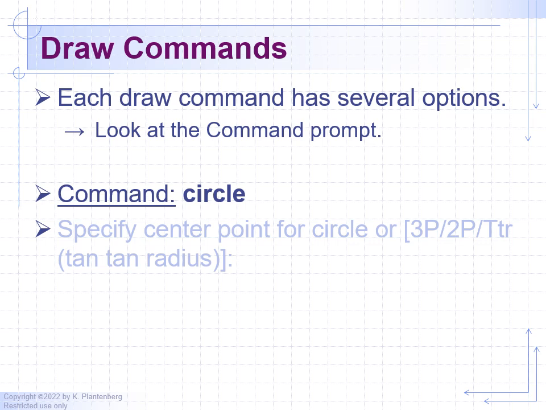So within each draw command, you're going to see there's a number of different options. So for example, if we look at the circle command, right, if you were to type in circle or hit the circle button, and then you look down at the command prompt, AutoCAD asks you to specify the center point for the circle. Right, so that's a common way of drawing a circle. You pick a center point, then set a radius or a diameter. But keep in mind there are other options, and you can tell that because they say or.